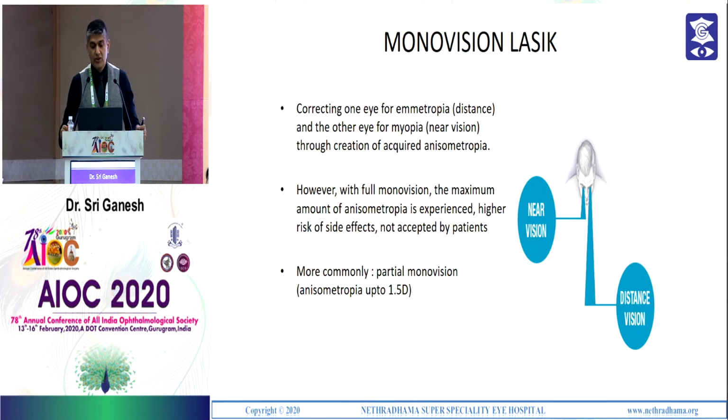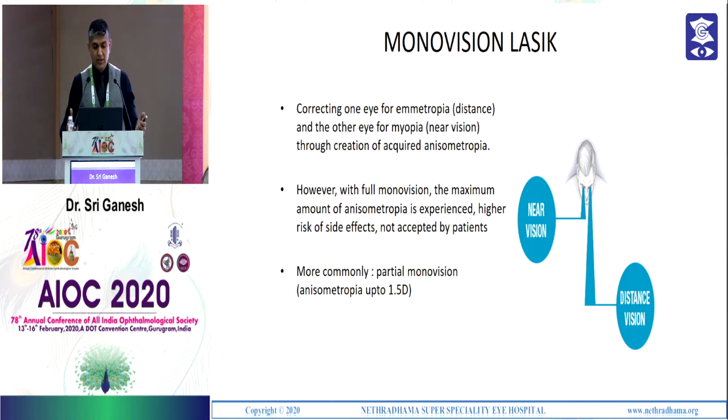Coming to monovision LASIK, this is the most popular technique being used all over the world, where you correct one eye for distance and the other eye for near. However, with a full monovision where you give a 2.5 add, there is a maximum amount of anisometropia and higher risk of side effects, and it is not accepted by patients. Only about 67% of patients accept this kind of a monovision.